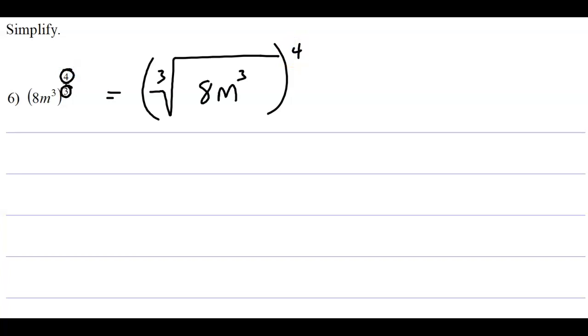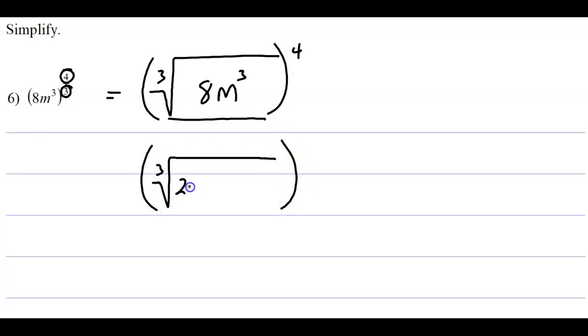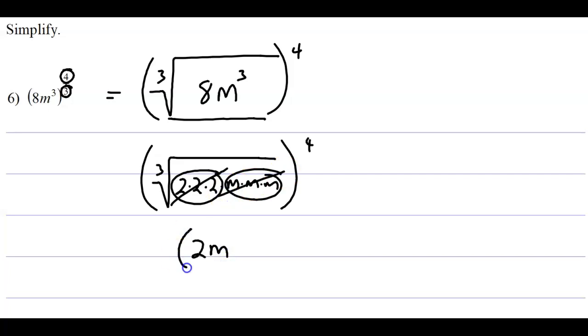Okay? So now we need to find the third root of 8m cubed. Now, if you were to break down 8m cubed, what you're going to end up with is 2 times 2 times 2 times m times m times m. And since we're looking for groups of 3 identical numbers, I can take out a 2, and I can take out an m. And since there's nothing left on the inside, the root is now gone completely.